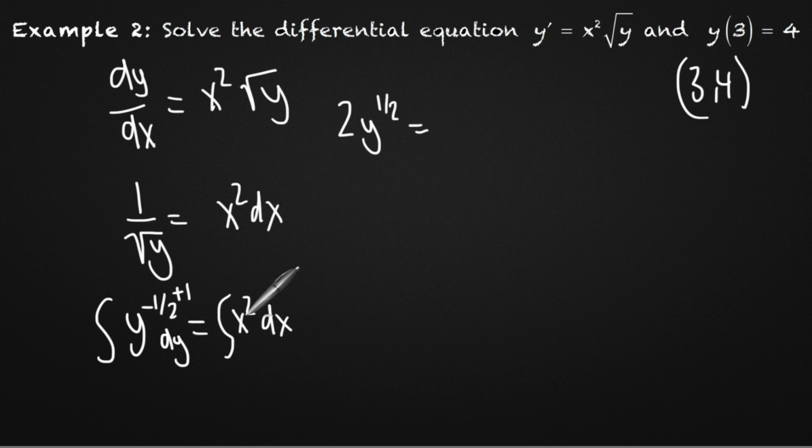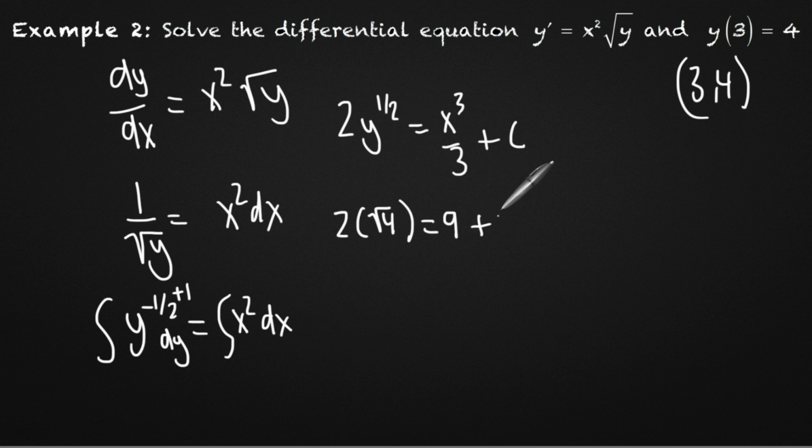And then over here, if I integrate this, it's going to give me x cubed over 3 plus a constant. All right, now at this point, we're able to plug in our initial condition. So when x is 3, y is 4. So I'm going to have 2 times y, which is the square root of 4, same thing as the half power. And then x is 3, so that's going to be 3 to the third. That's 27 divided by 3, that's 9, plus c.